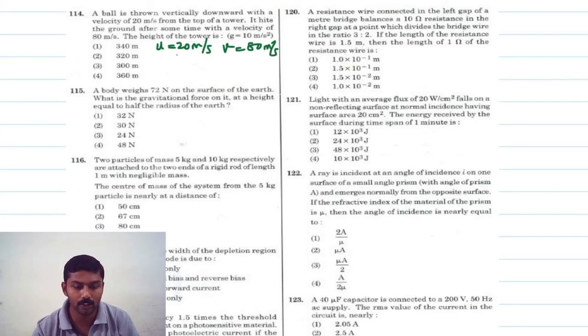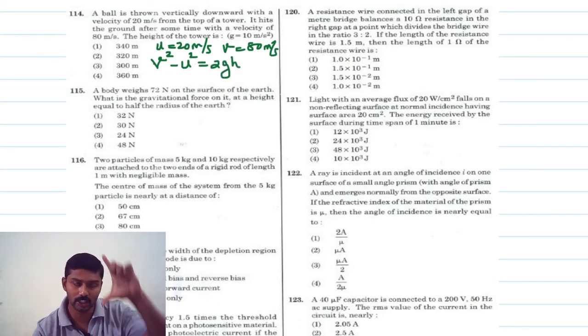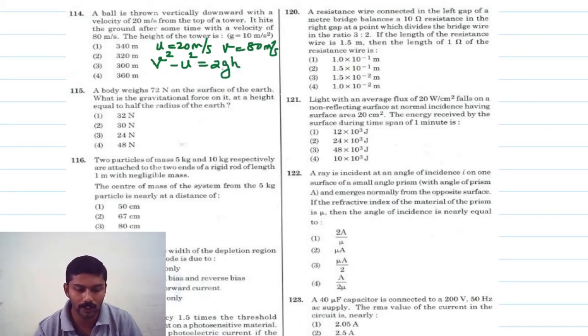Okay, it's a very simple one. How much is the height of the tower? g is given as 10 meter per second squared. You just have to substitute into v square minus u square is equal to 2g times displacement. Let's call it h, the height of the tower. Substitute g as 10, v square as 80 square, and u square as 20 square. You get the final answer directly. You will get the third option as the right answer.